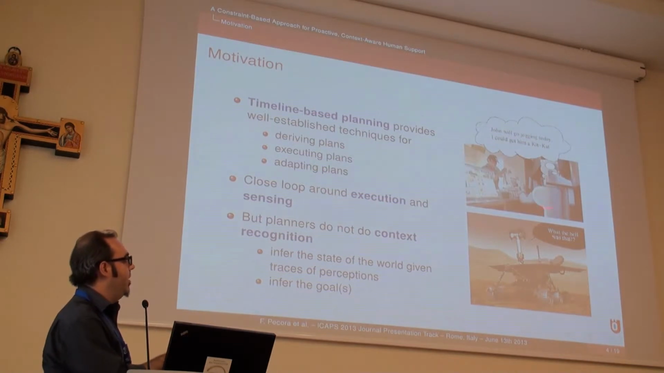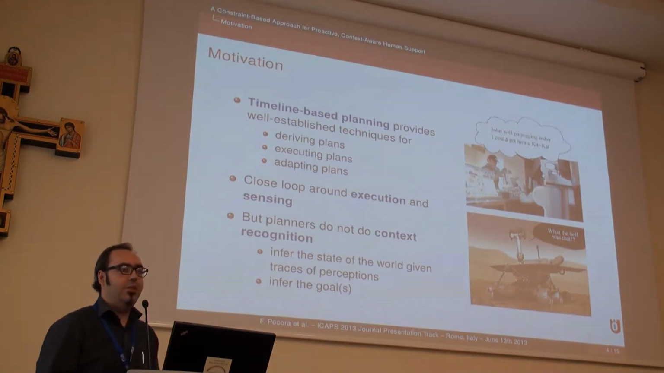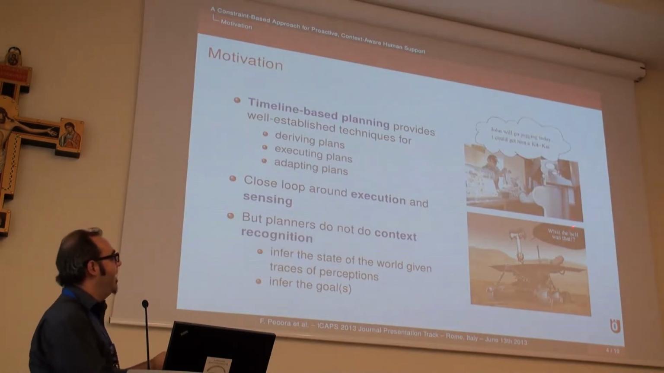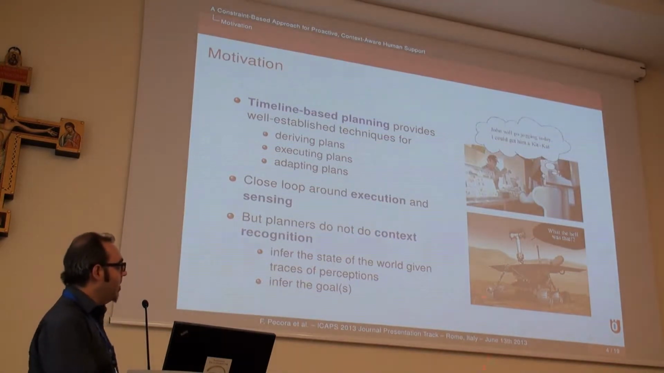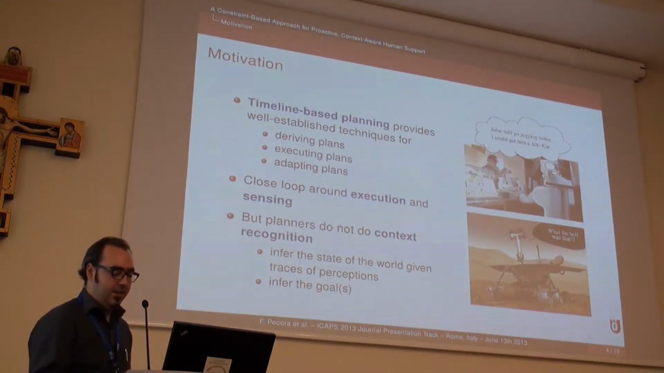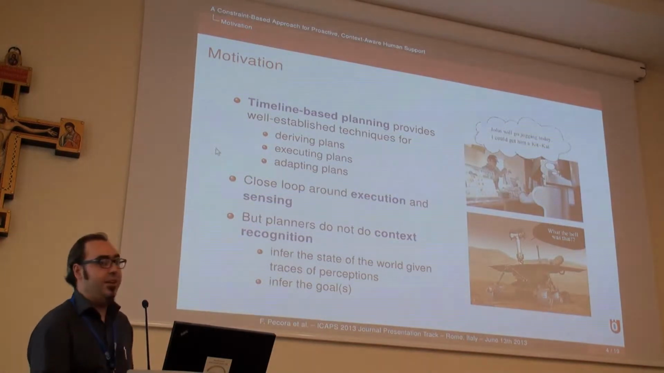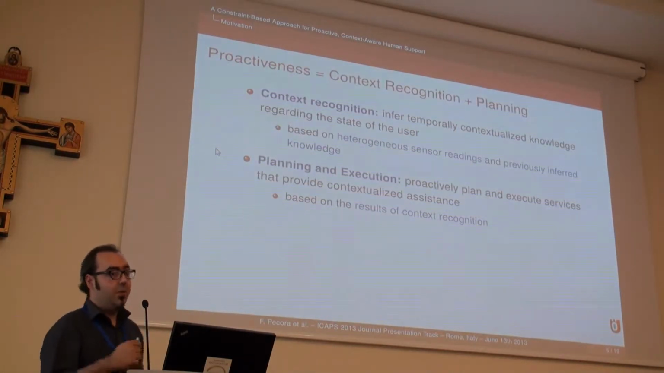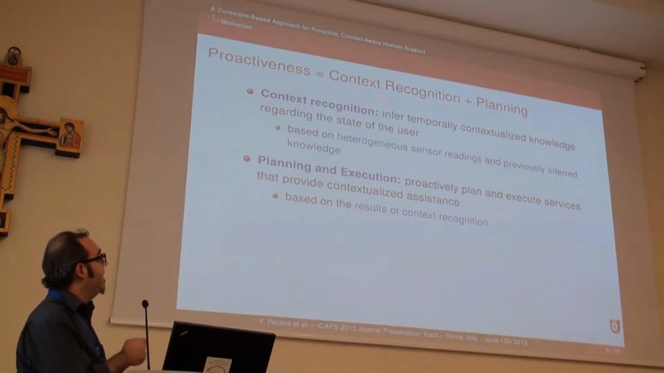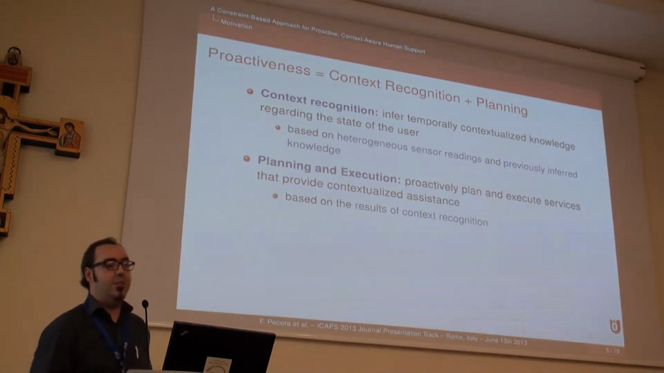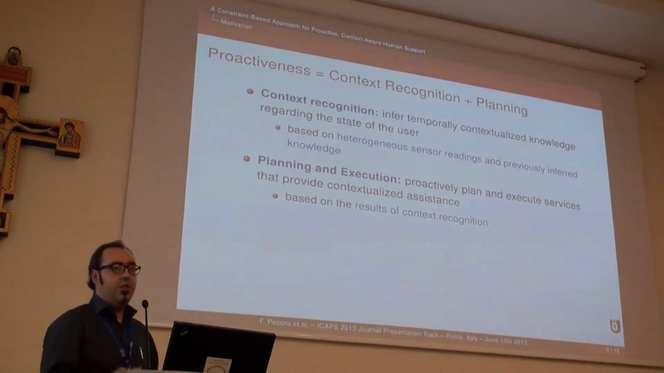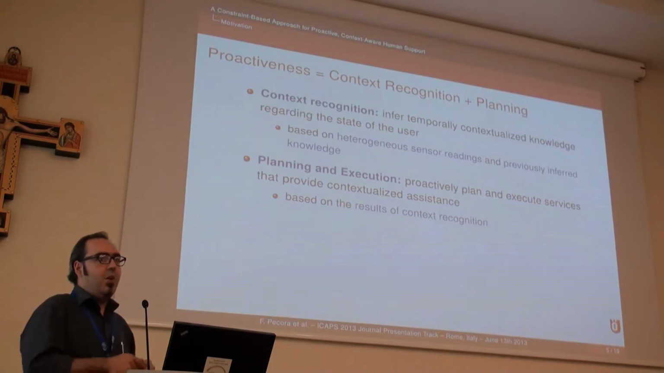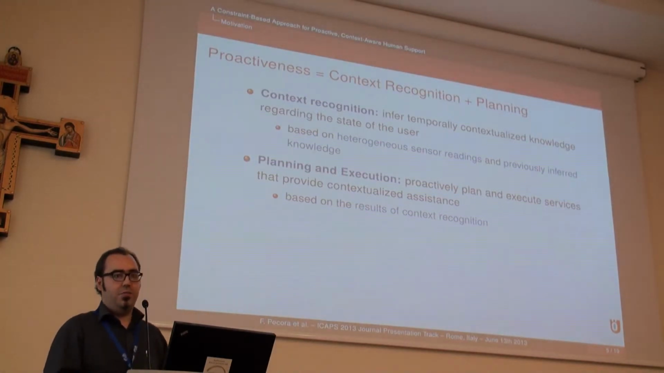Imagine your PR2 robot going to get you your daily rations from the supermarket, and knowing that maybe you're going to go jogging today, so why not get you a Kit Kat too, or something like that, or maybe opportunistically finding things on Mars. Now, this is not an entirely unaddressed area, but what we're arguing in this paper is that proactiveness is really the result of planning, but also context recognition. By context recognition, we mean to infer temporally contextualized knowledge that can be used during planning to infer the state of the user, and to a certain extent, using a model, infer the goal that should be pursued, or the goals that should be pursued.